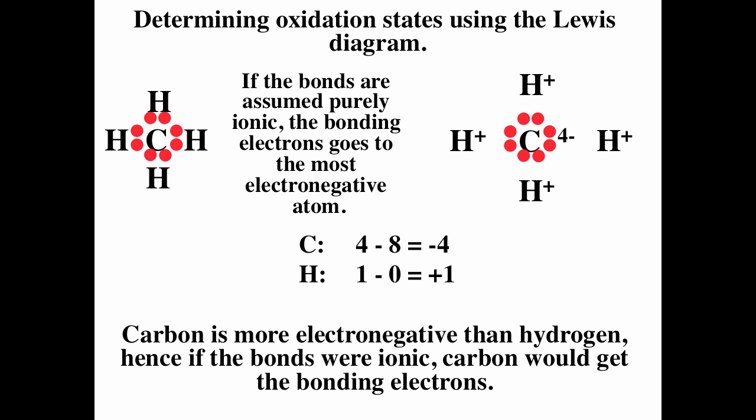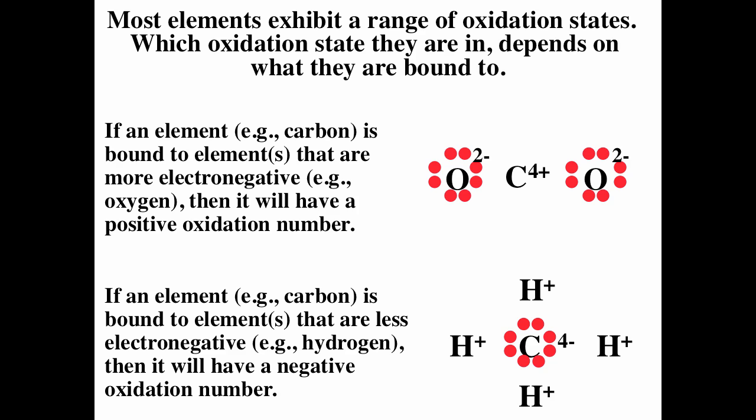And again, notice that carbon is more electronegative, and so in this case, it's going to have the negative oxidation state. Hydrogen is less electronegative, so it has the positive oxidation state. And so we looked at CO2, and in CO2 carbon's oxidation state turned out to be positive because it's bound to something more electronegative than it, so the bonding electrons go to the oxygen. In methane, carbon has a negative oxidation state because it was bound to something less electronegative, so it gets the bonding electrons. And so the oxidation state of an element depends on what it is bound to.